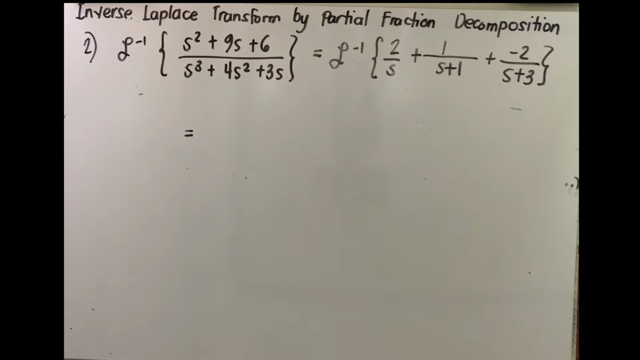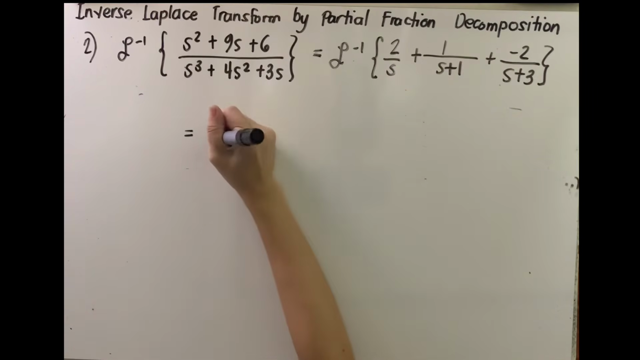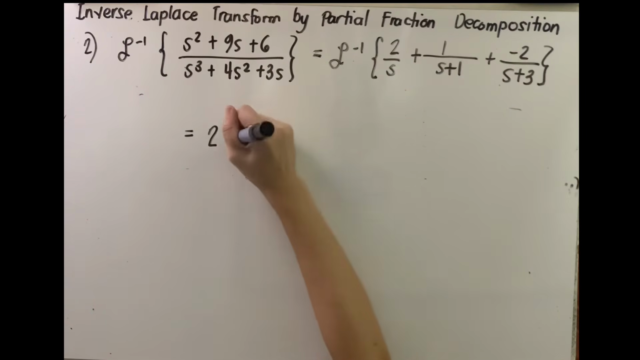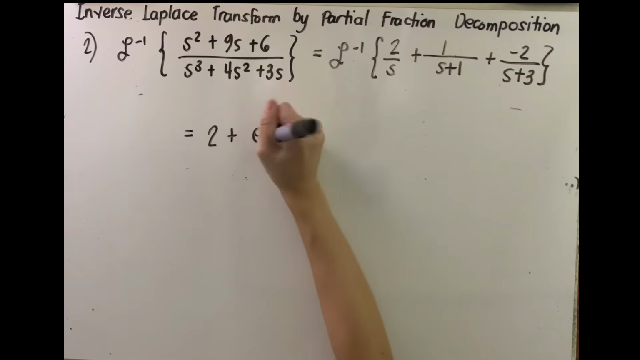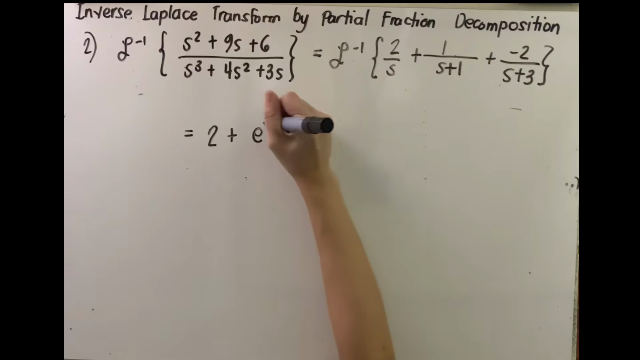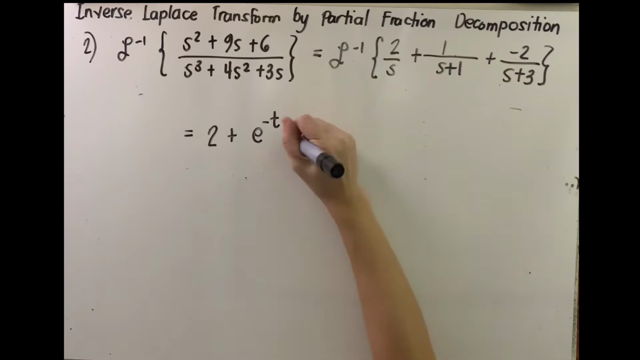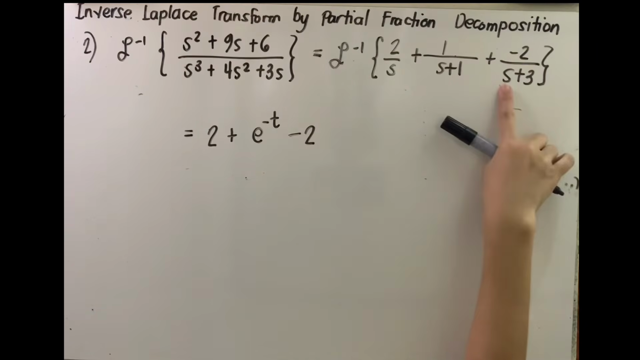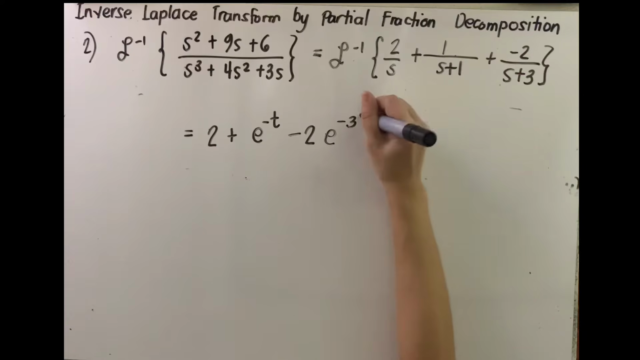So, ang final answer natin dito would be, if it's 2 over S, it means it came from a constant that is 2. Okay, plus, this is 1 all over an S minus A. So, you get e raised to, this is S plus 1. So, magiging negative t, negative t. And then, since may constant, I'll just factor it out, negative 2. And since this is S plus 3, I'll get an e raised to negative 3t.